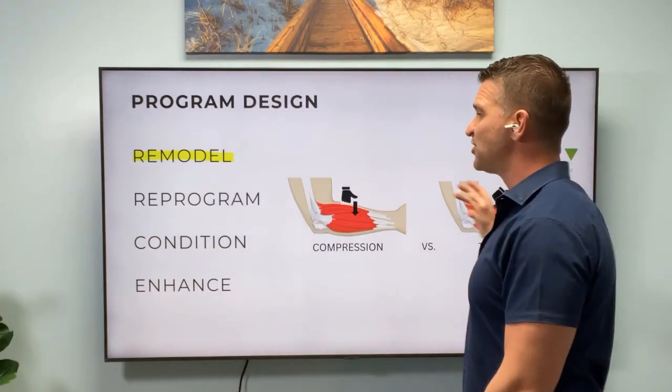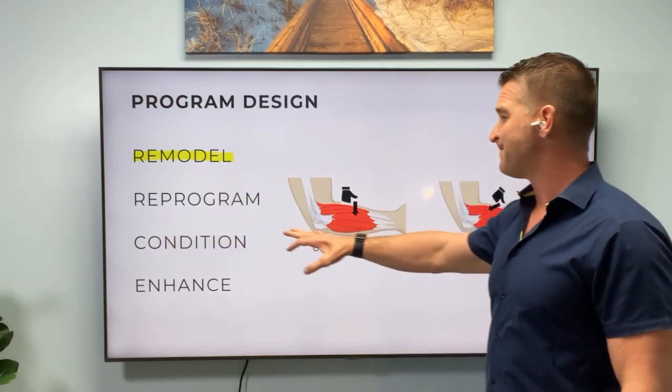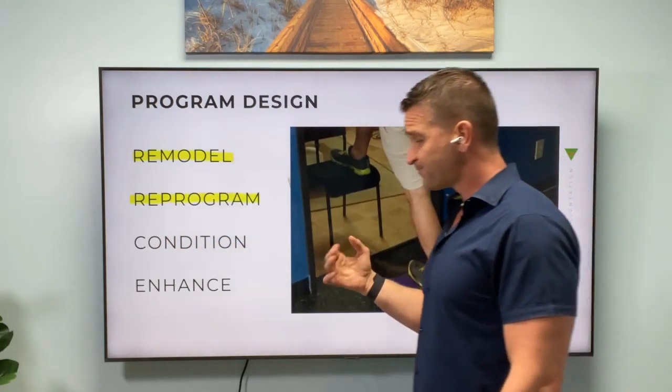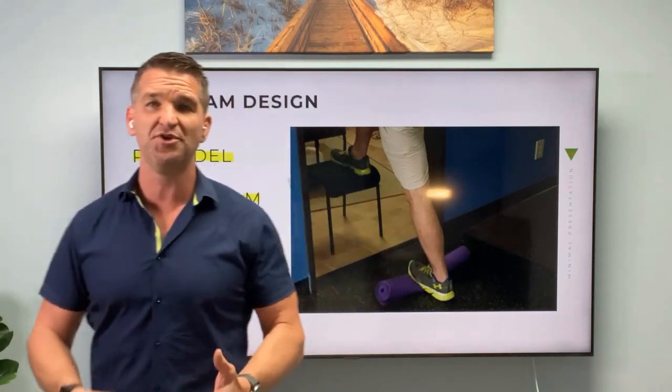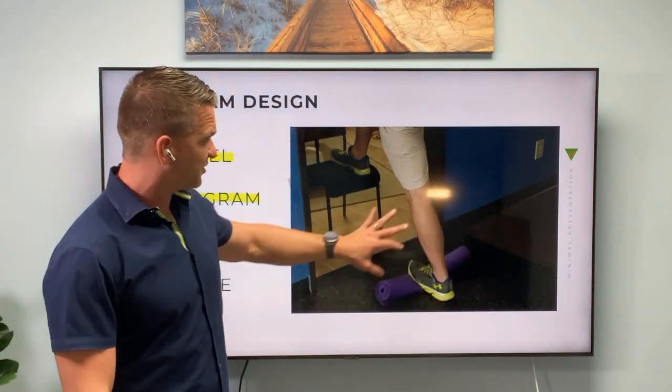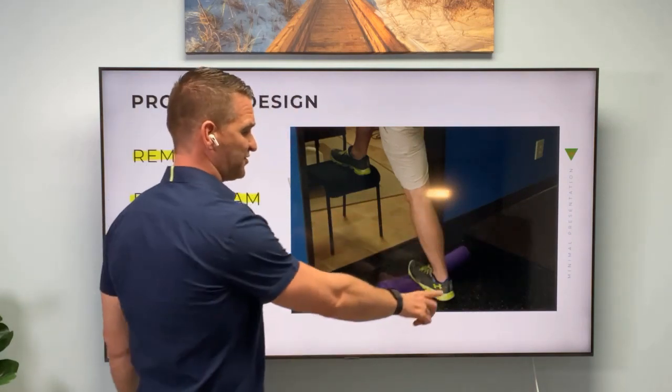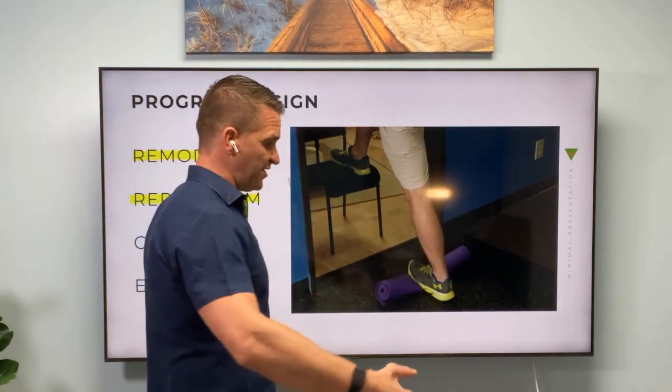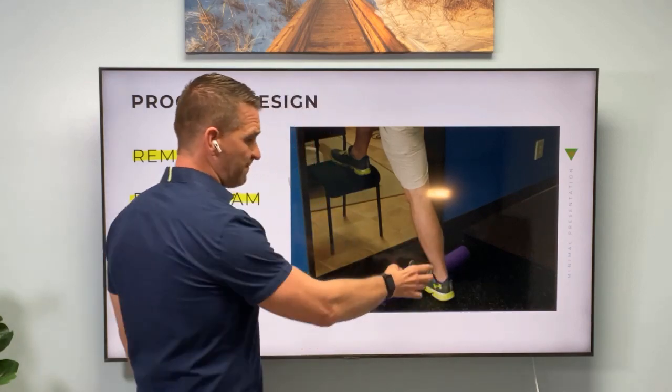All right. So that's remodel, clear the runway. Once you clear the runway, then you got to reprogram. So you got to teach the body what to do with the new motion. That could be like a stretch like this. So this is a picture of me from back in the day doing a calf stretch, which you will learn here in the Power Regions program.